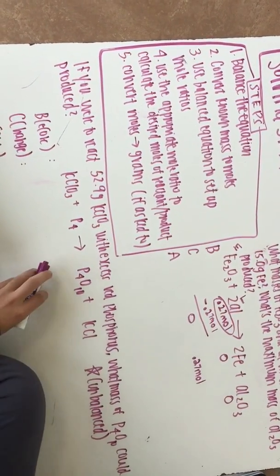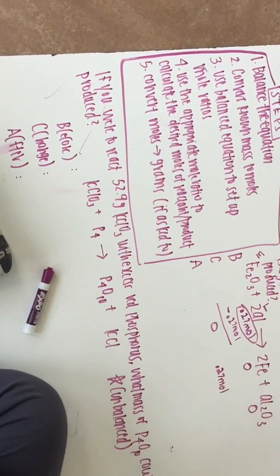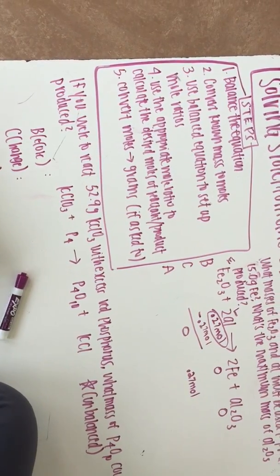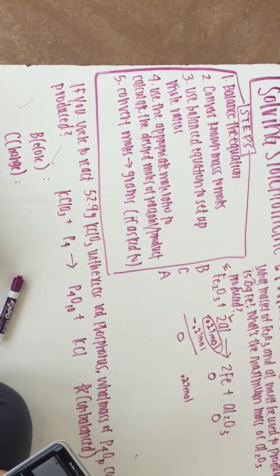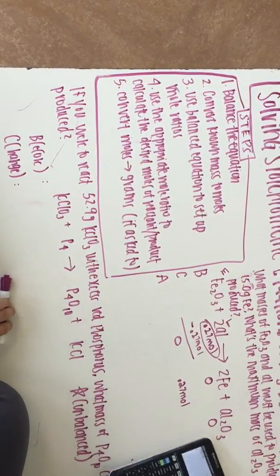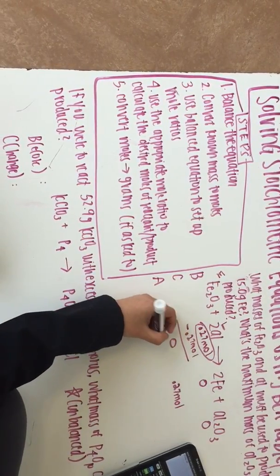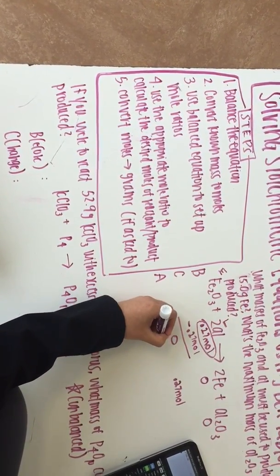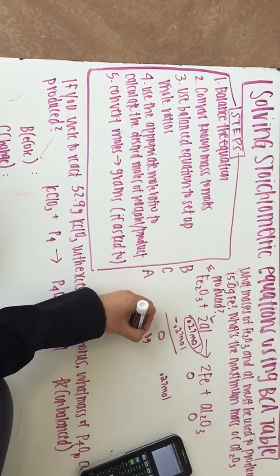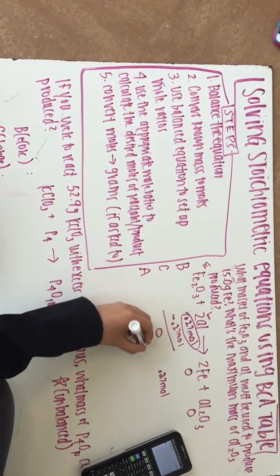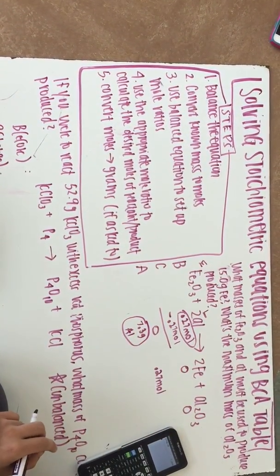And then the molar mass for the Al is 26.98. So 2.27 times 26.98, you get about 61.3 grams of Al. Now you can use that to solve for Al2O3.